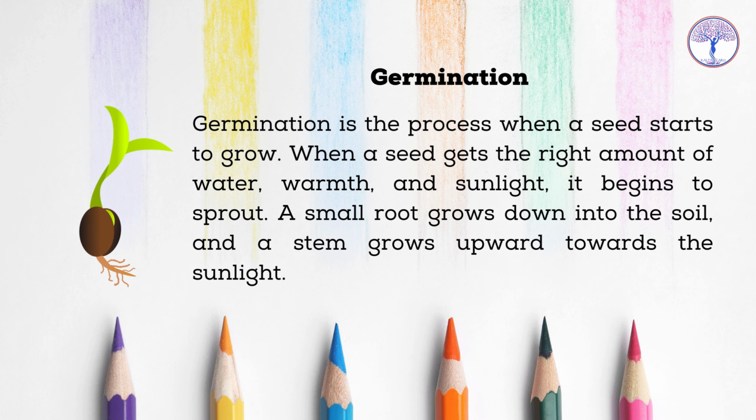Germination. Germination is the process when a seed starts to grow. When a seed gets the right amount of water, warmth, and sunlight, it begins to sprout. A small root grows down into the soil, and a stem grows upward towards the sunlight.